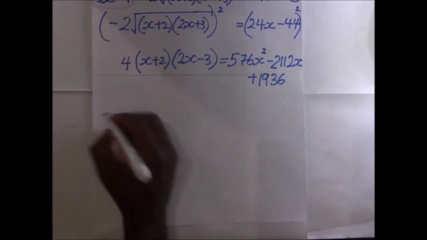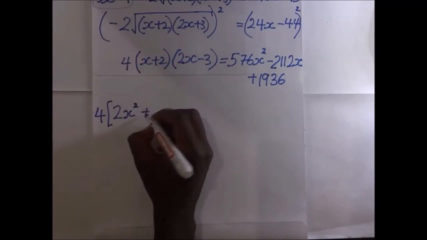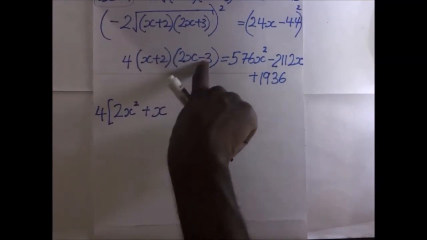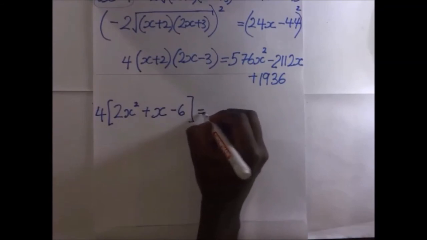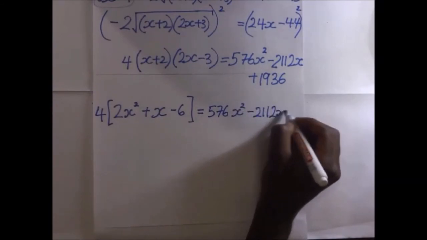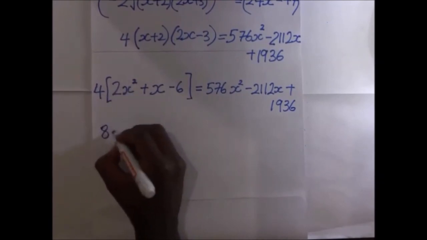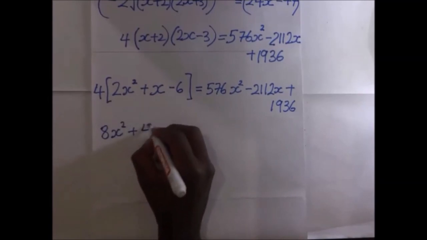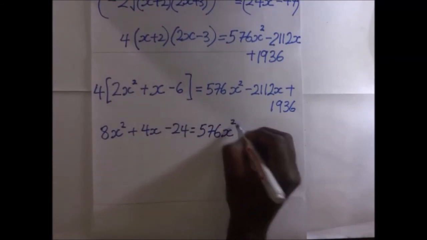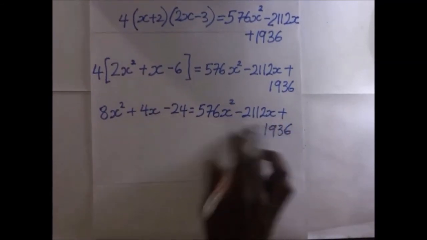So when we expand that, 4 into this times that, is 2x squared, plus this times that plus this times that is going to give us plus x. Then 2 times negative 3 is going to give us negative 6, supposed to be equal to 576x squared minus 2112x plus 1936. So when we open brackets, 4 times 2 is going to give us 8x squared, plus 4 times x, that is going to give us 4x. 4 times negative 6 is going to give us minus 24, should be equal to 576x squared minus 2112x plus 1936. So we formulate one quadratic equation from all this.